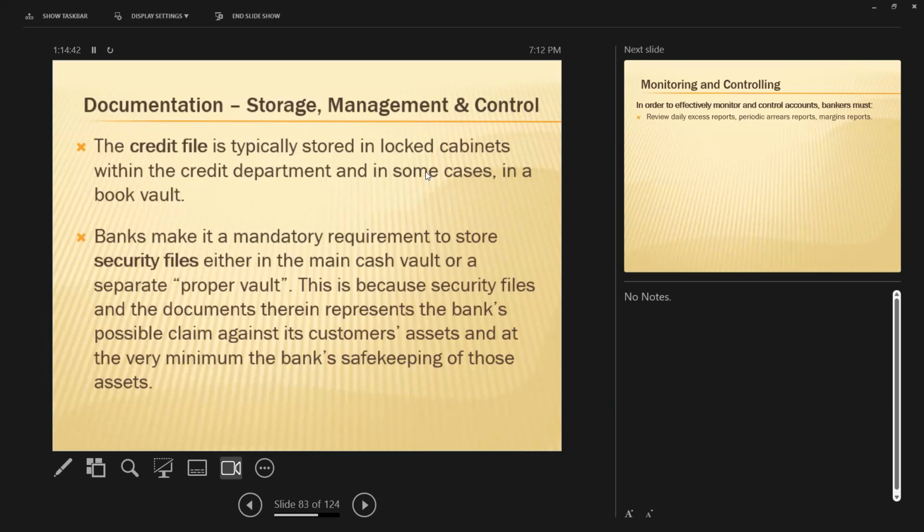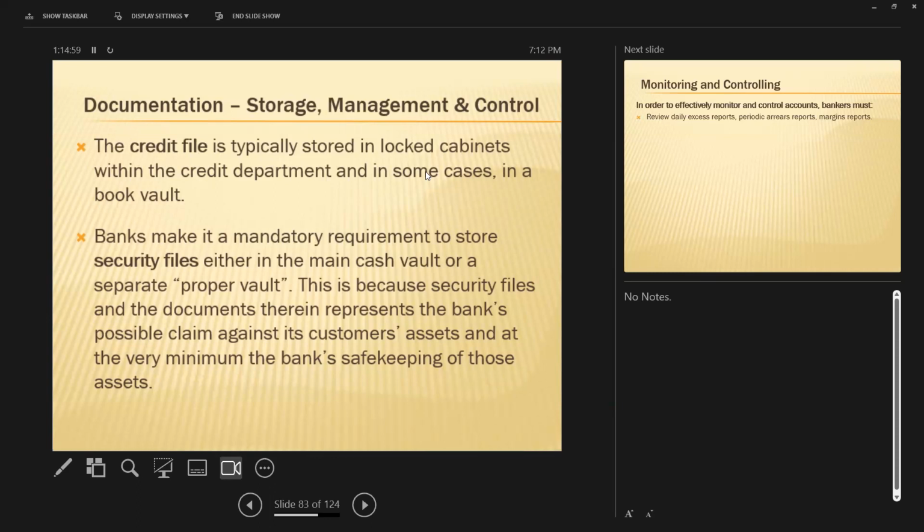In the working file, you'll also have correspondence to and from the client. So if you send out a letter to the client, or the client sent a letter to you and you're responding, those will be in your credit file or your working file, that's your everyday file.